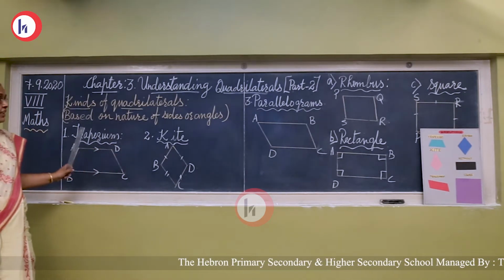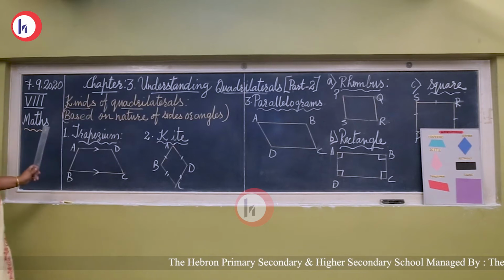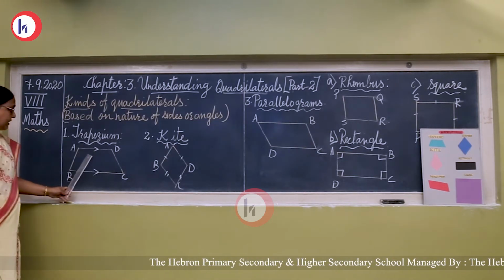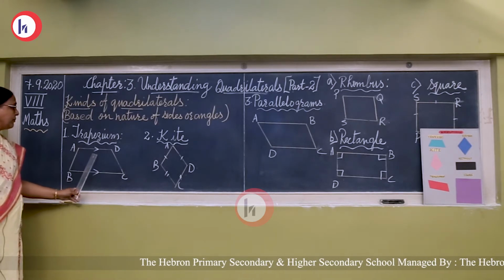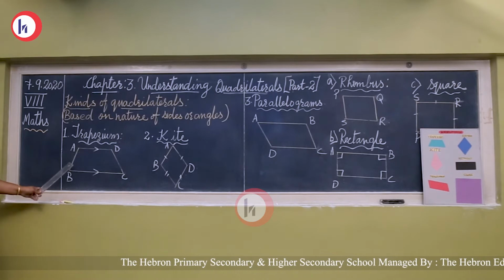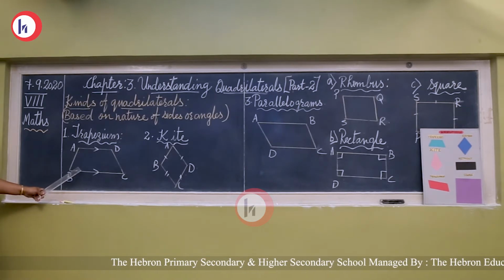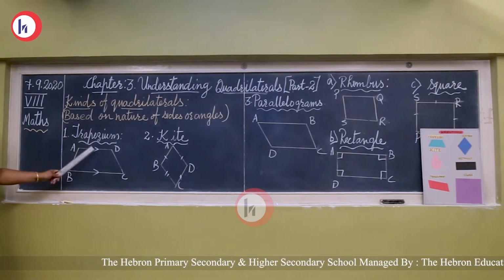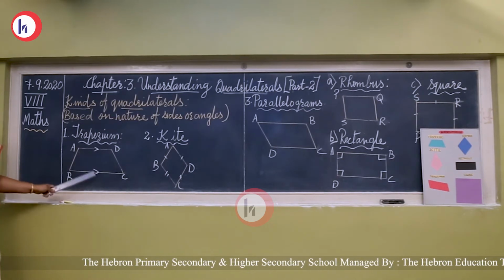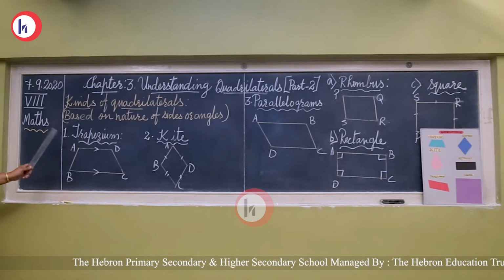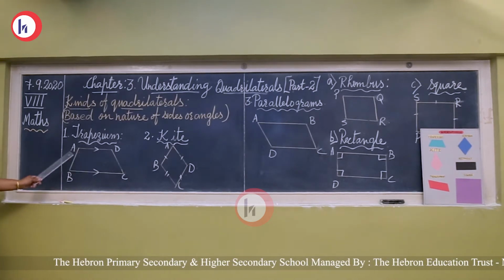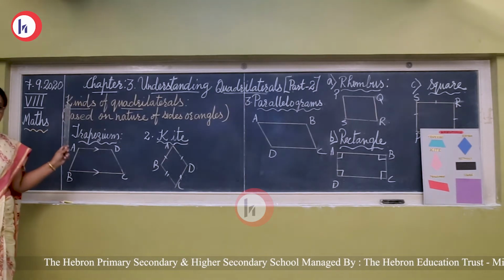So according to the nature of sides, the first quadrilateral we are going to learn is the trapezium. Now what is meant by trapezium? A trapezium is a quadrilateral which has 4 sides, and you can see in this picture that only one pair of opposite sides are parallel. The other 2 sides are not at all parallel.